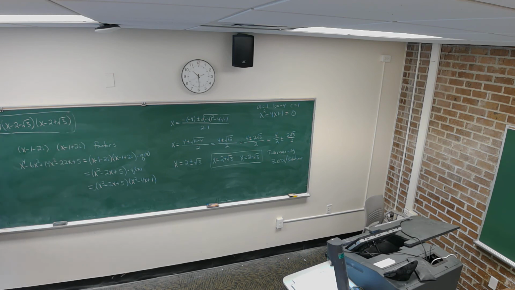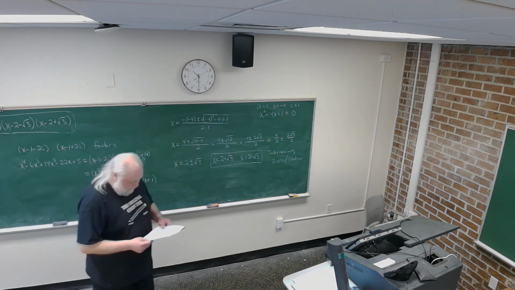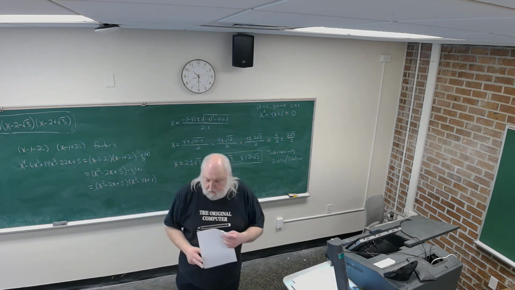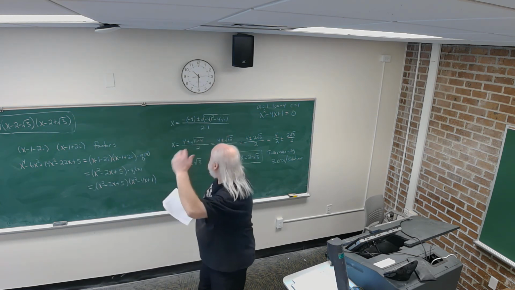So this is the complete factorization of that 4th degree polynomial. Two of the factors contain complex numbers, and two of the factors contain irrational numbers. Any questions on that, ladies and gentlemen? Okay.